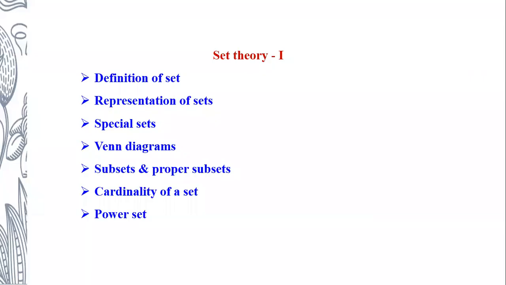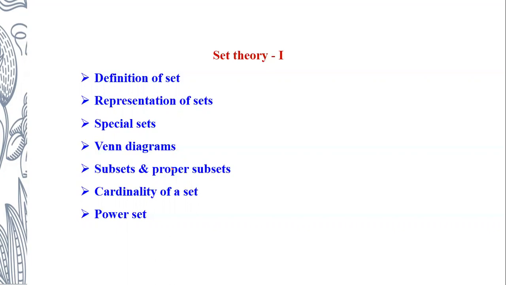So in set theory part 1, we discussed a few concepts. The first one was the definition of a set. Then the representation of sets, listing out the elements or using set builder form. Similarly, we discussed special sets like the empty set, which has no elements, and the universal set, the biggest set. And the pictorial representation of sets through Venn diagrams, how to represent a set in a geometrical way.